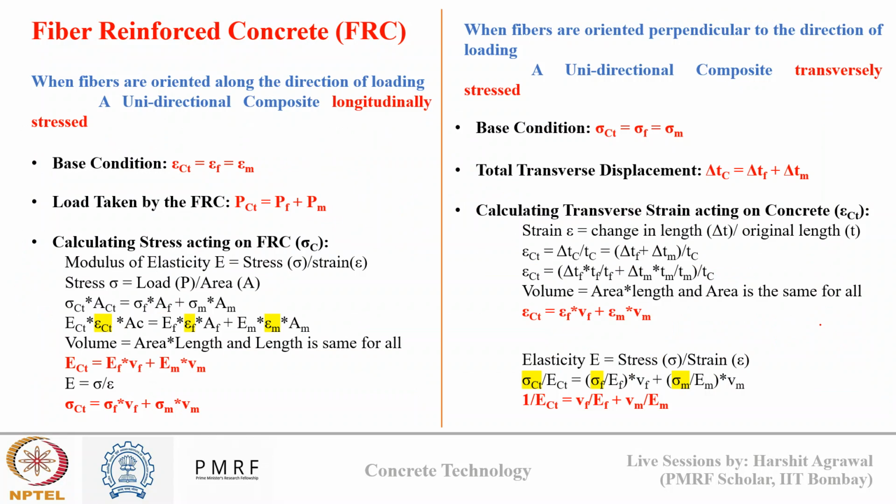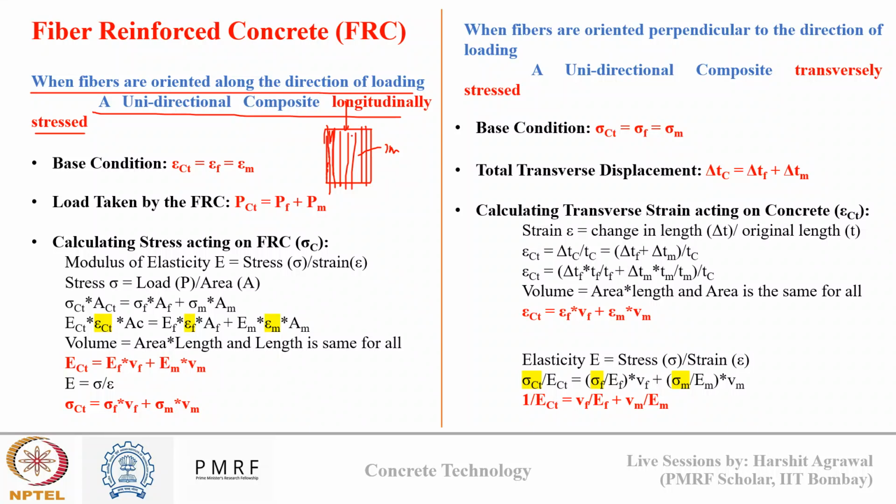Okay, now if we try to understand this orientation thing further, when fibers are oriented along the direction of loading, we say the system is a unidirectional composite under longitudinal stress. Okay, so suppose this is my concrete which is the matrix, and I have made a single fiber throughout the length of concrete. In reality fiber will not be this big, it will be small pieces, so suppose they are aligned in a straight line or a single fiber throughout the length.